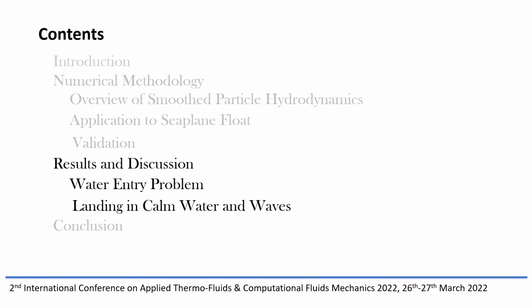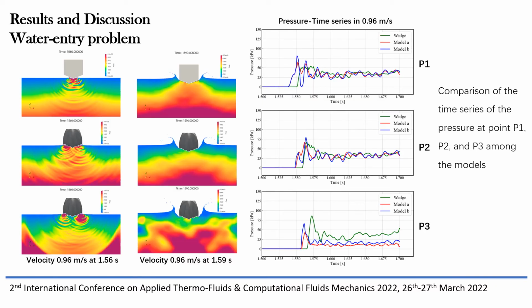Now the results and discussion. First is the water entry problem. We can see that the high pressure region strongly exceeds near the bottom surface of every proposed design of the seaplane float. As we can see, the red is the highest and the blue is the lowest.